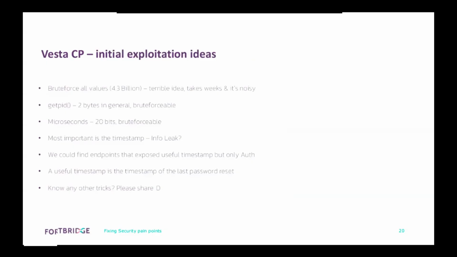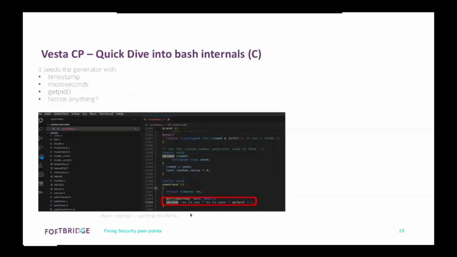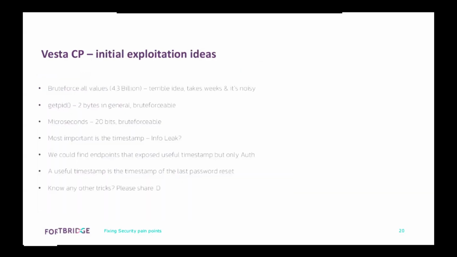So I started thinking of a plan. My first plan was to brute force 4.3 billion values. Why 4.3? It's because if you look here, the seed is an unsigned long integer. So the domain for that is like 4.3 billion values. That's why. Now, this would take a very long time. Brute forcing 4.3 billion values, very long time. So bad idea, very noisy as well.